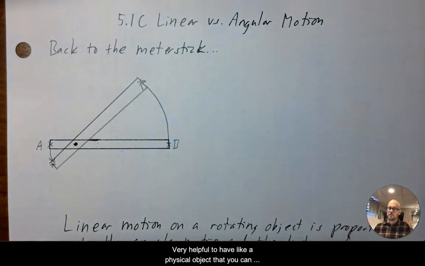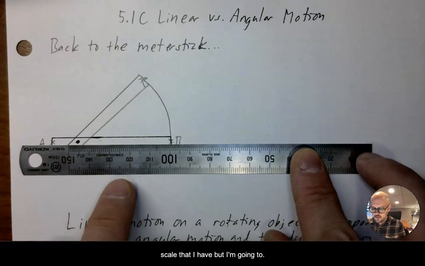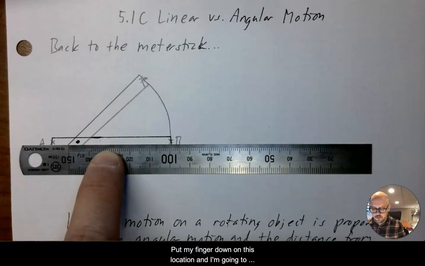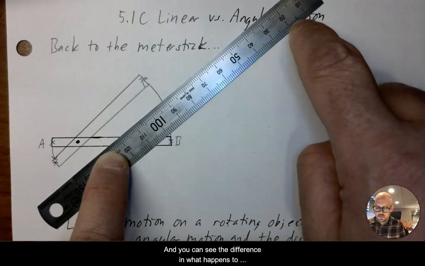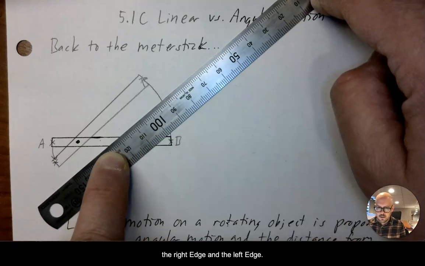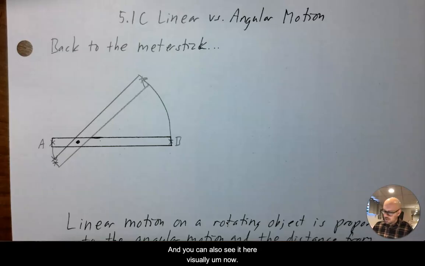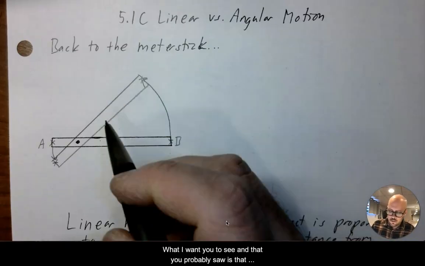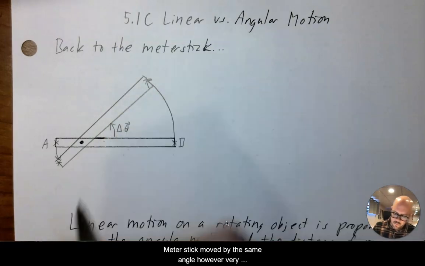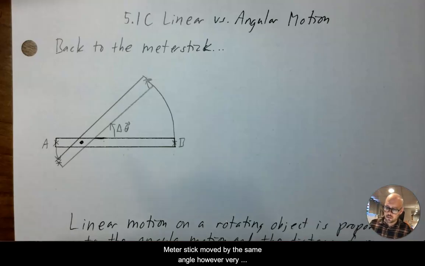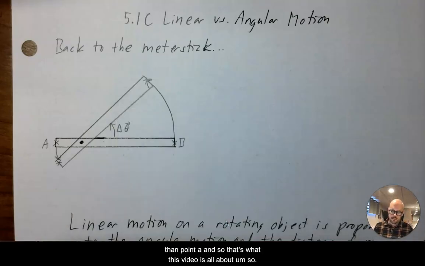Now, it's very helpful to have a physical object that you can move, and I'm not going to do this to the scale that I have, but I'm going to put my finger down on this location, and I'm going to rotate the whole ruler, and you can see the difference in what happens to the right edge and the left edge. And you can also see it here visually. Now, what I want you to see, and that you probably saw, is that every part of this meter stick moved by the same angle. However, very clearly, point B moved a much greater linear distance than point A. And so that's what this video is all about.